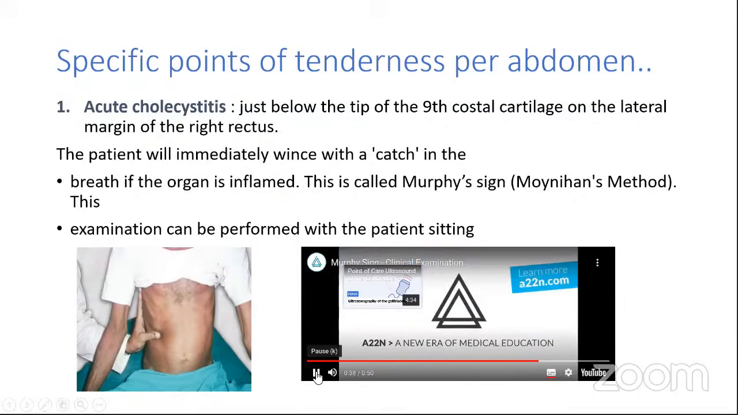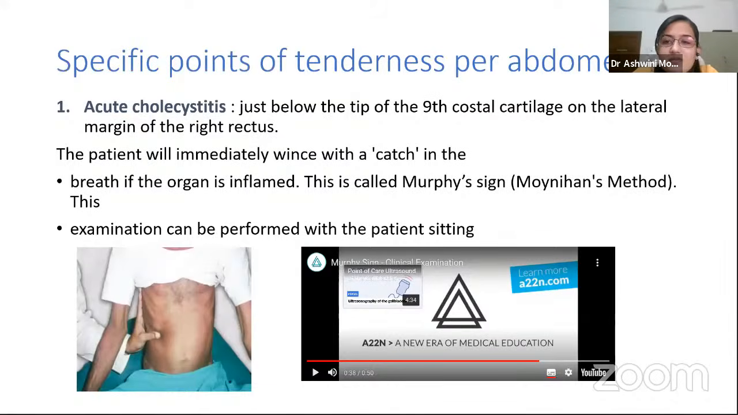What is important here is that the examiner will ask if it is done in the sitting position, like what you have shown in the first photo. Then it is called the typical Murphy's sign. But in the video, what is done is Mohinian's maneuver of eliciting Murphy's sign.